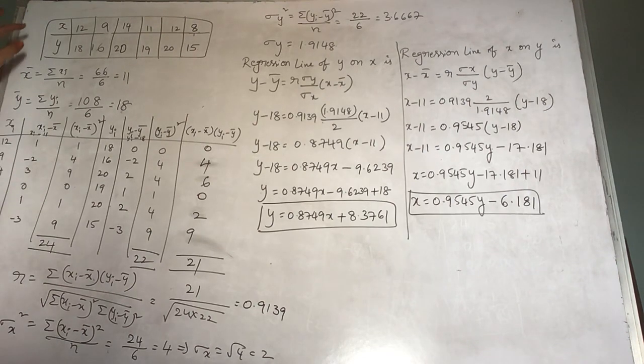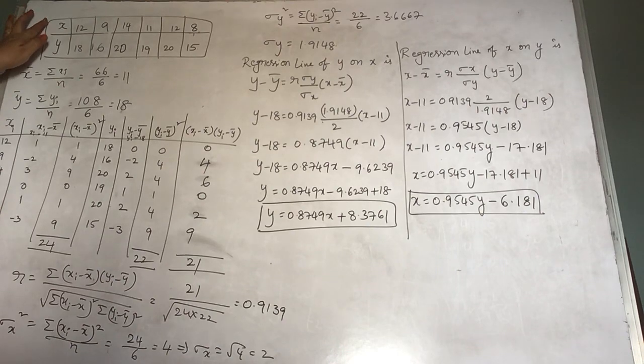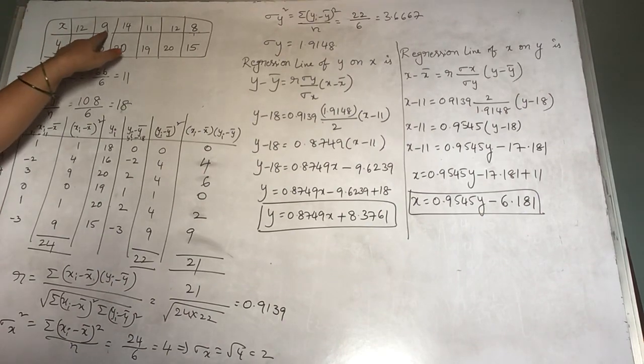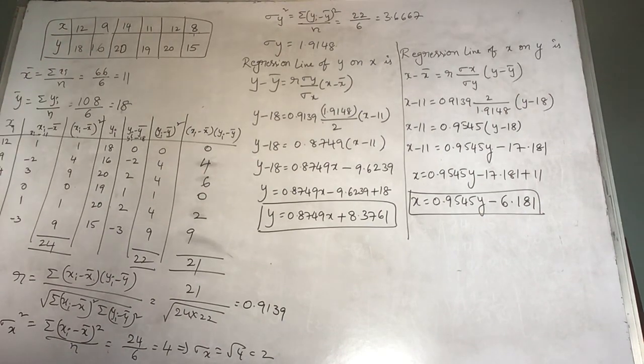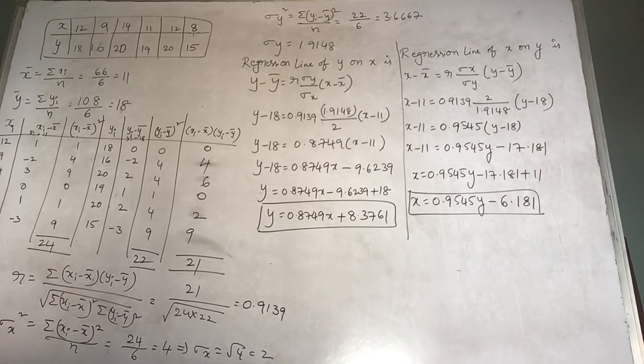Here I am taking the observations x. The x observations are 12, 9, 14, 11, 12, 8 and the y observations are 18, 16, 20, 19, 20, 15. These are the observations for x and y. Now we form the regression line of y on x and the regression line of x on y.